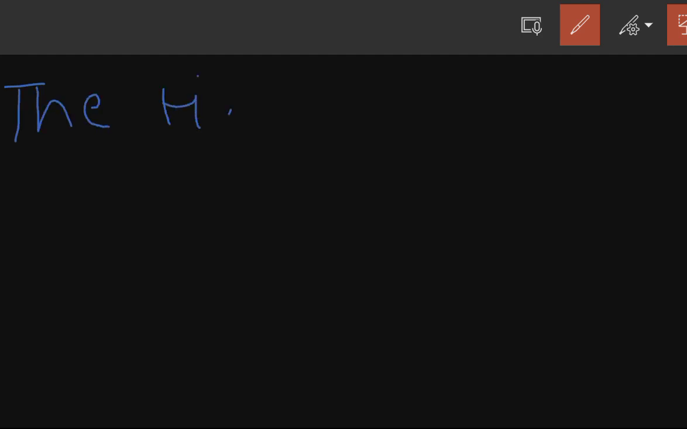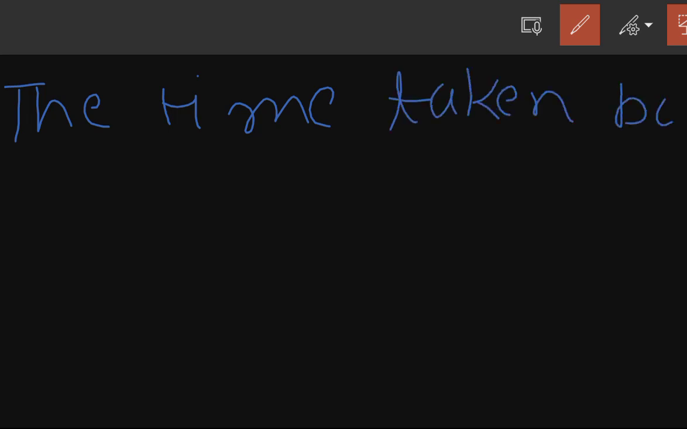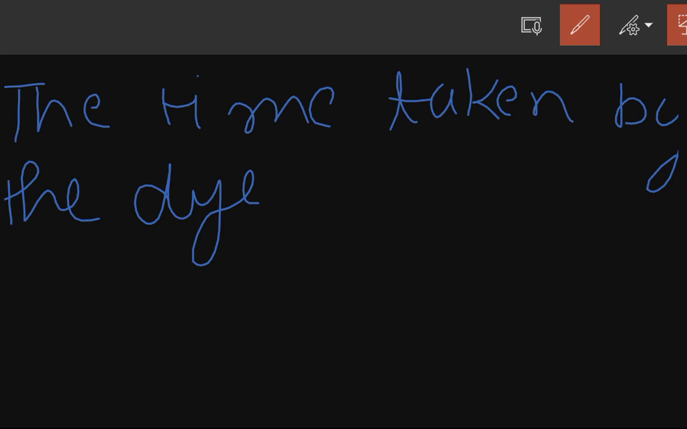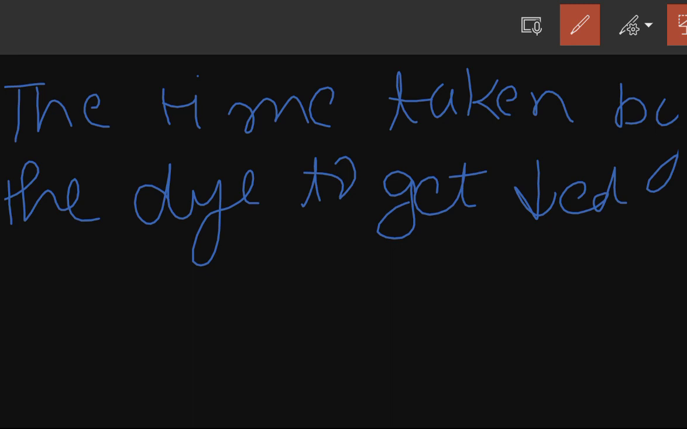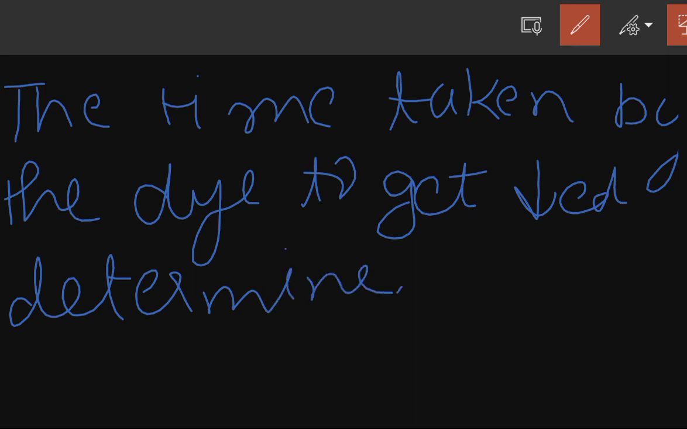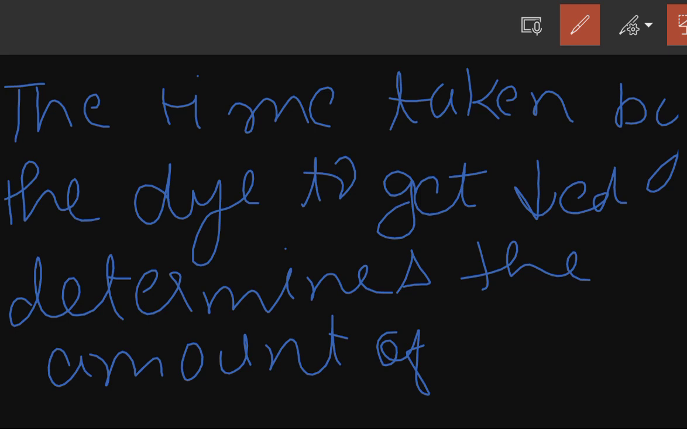the time taken by the dye to get reduced determines the amount of microbes in the milk and the metabolic reaction in the microorganism.